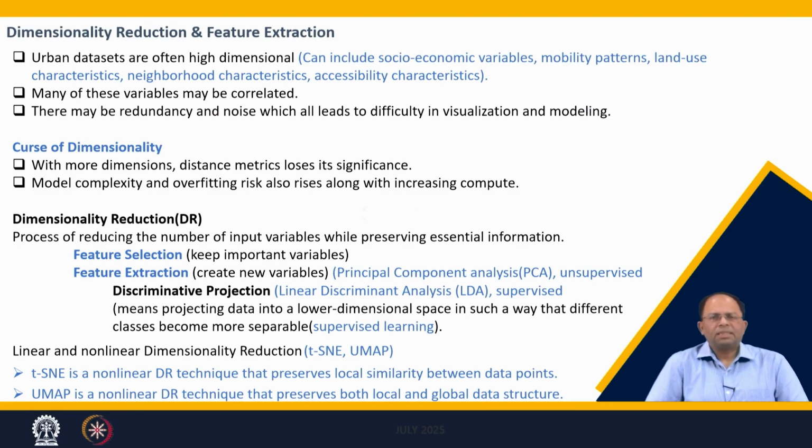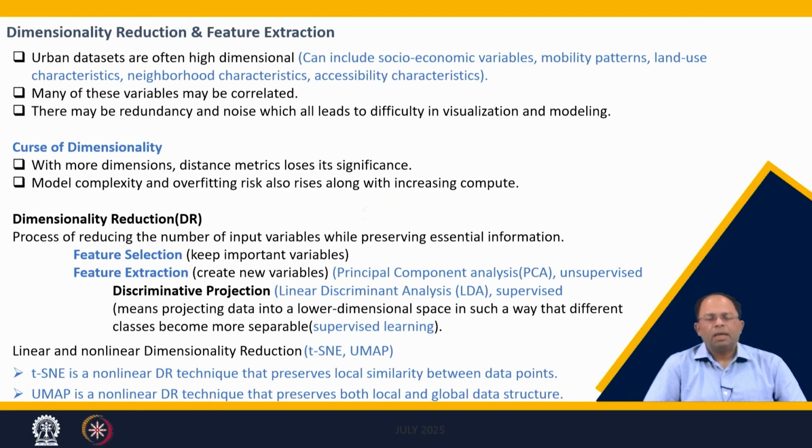Urban data sets are often very high dimensional. That means whenever we are trying to develop any form of models or predict something, we actually use a lot of features to do those predictions. For example, socioeconomic variables, mobility patterns, land use characteristics, neighborhood characteristics, accessibility characteristics, and so on. When we have so many variables in a model, we can say that the data set is very high dimensional. And many of these variables may also be correlated.